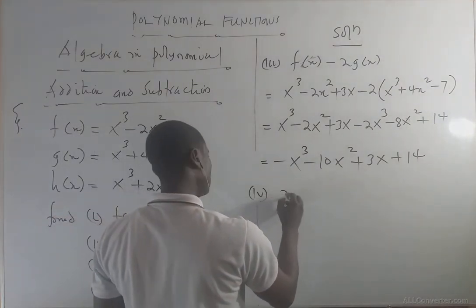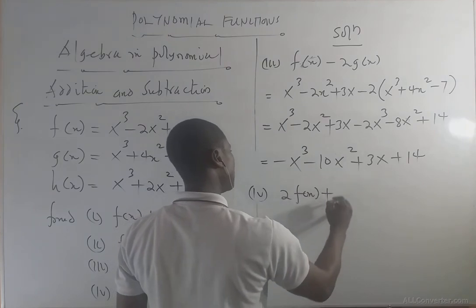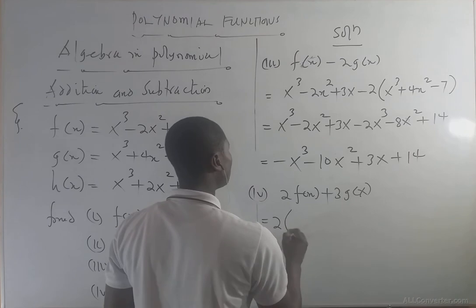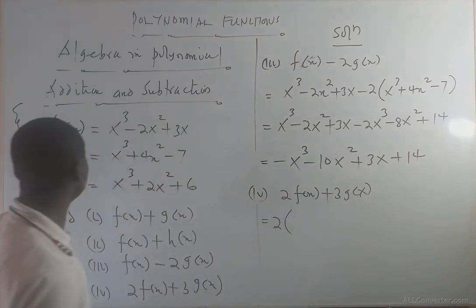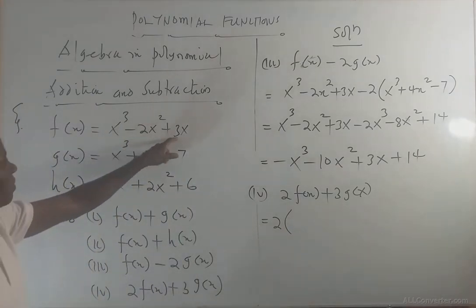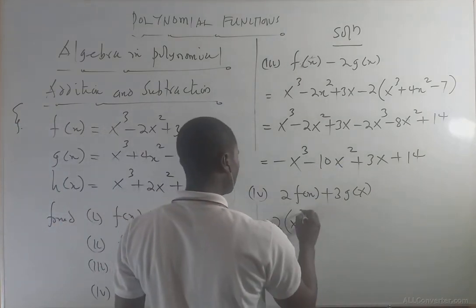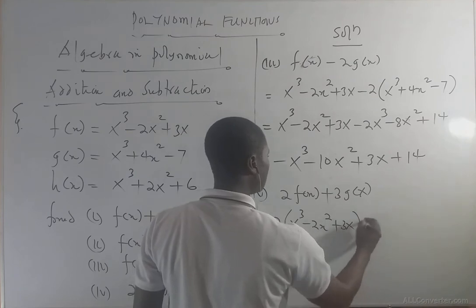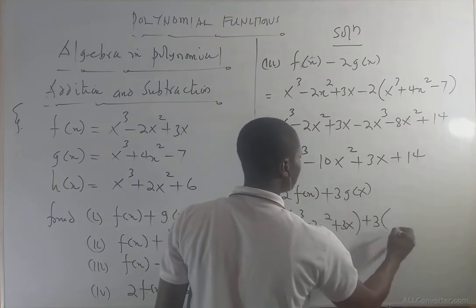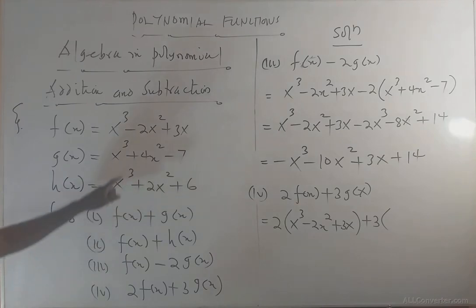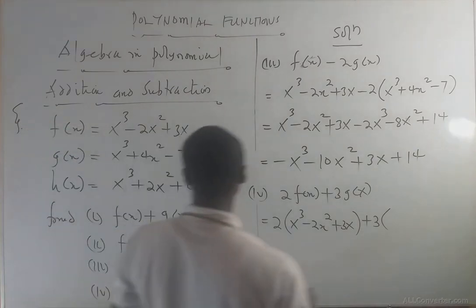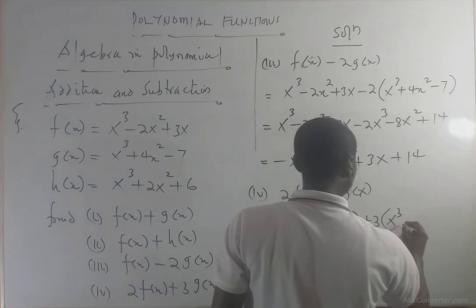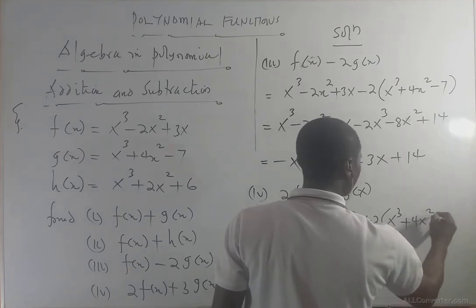We have 2 times f of x plus 3 times g of x. And this will be equal to 2 times the f of x function. F of x from the question is s cubed minus 2x squared plus 3x. Okay, so s cubed minus 2x squared plus 3x. Then plus 3 times g of x, and the g of x function is s cubed plus 4s squared minus 7. Okay, so it's s cubed plus 4s squared minus 7.